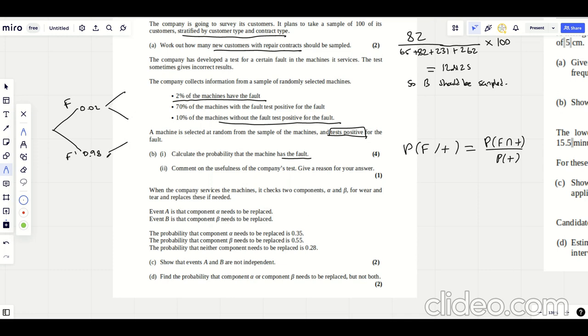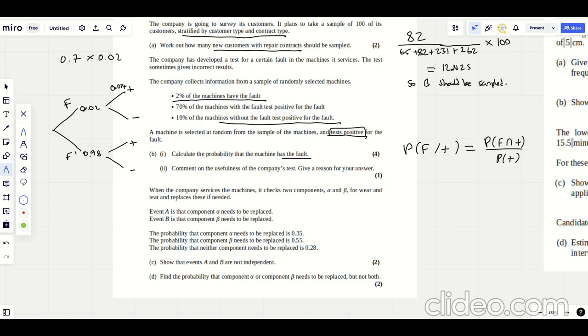Okay, and after that, you want to know whether you test positive or negative for the fault. Now it says 70% of the machines with the fault test positive for the fault, yeah? So that's like 70% of the machines with the fault will test positive. So if we do 0.7 times by 0.02, that should give us what we need here. 0.7 times by 0.02, we get 0.014, yeah?